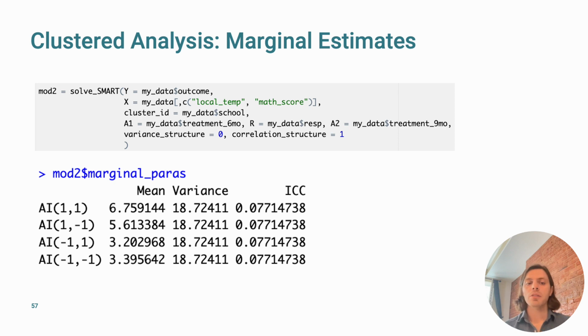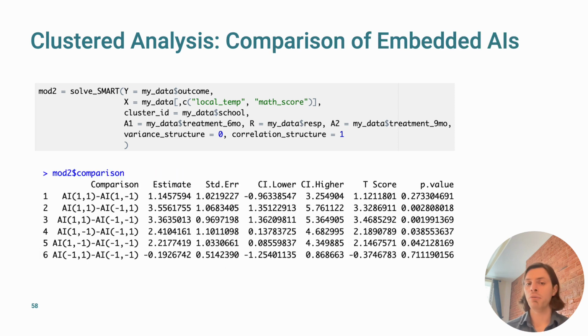So from these effect estimates, we can compare embedded adaptive interventions, and you don't have to do that by hand. The package has done it for you. If you do model comparison, it provides comparisons of all of the embedded adaptive interventions. 4 embedded AIs leads to 6 comparisons that you could find here.